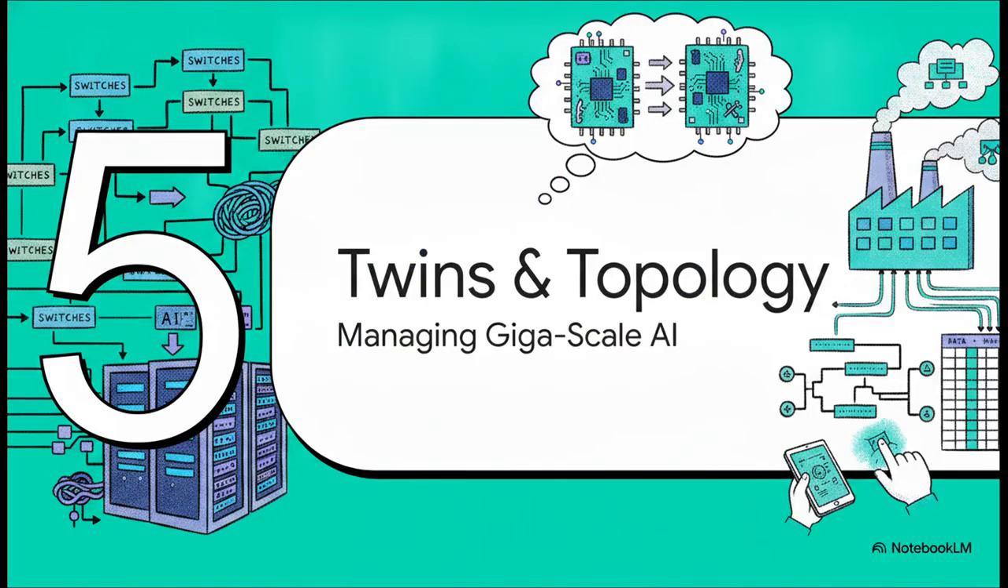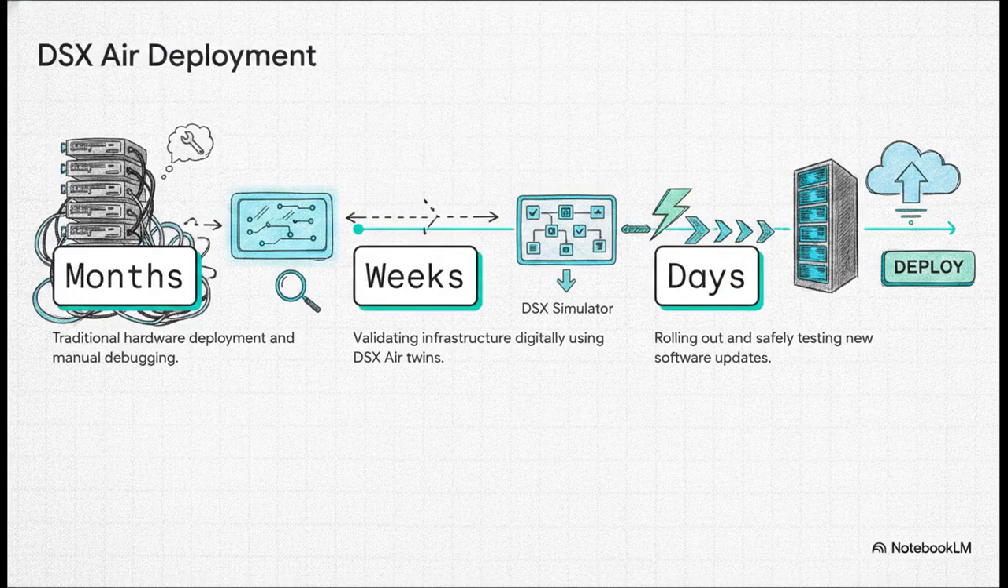Section 5, Digital Twins and Topology. Okay, so think about this. How on earth do engineers actually test and manage a multi-billion-dollar deployment without accidentally breaking everything? You simply cannot afford to have 100,000 GPUs sitting offline while you debug some network config. The solution? A digital twin.